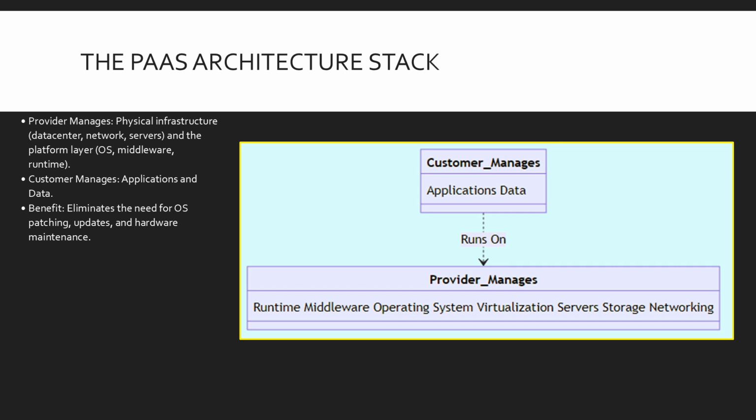This class diagram visualizes the stack. The top block, Customer Manages, contains only two items, applications and data. This is your domain. Everything below it falls under Provider Manages. This includes the runtime, middleware, operating system, and the entire physical infrastructure stack. The arrow indicates that your applications run on top of this massive, provider-managed foundation.